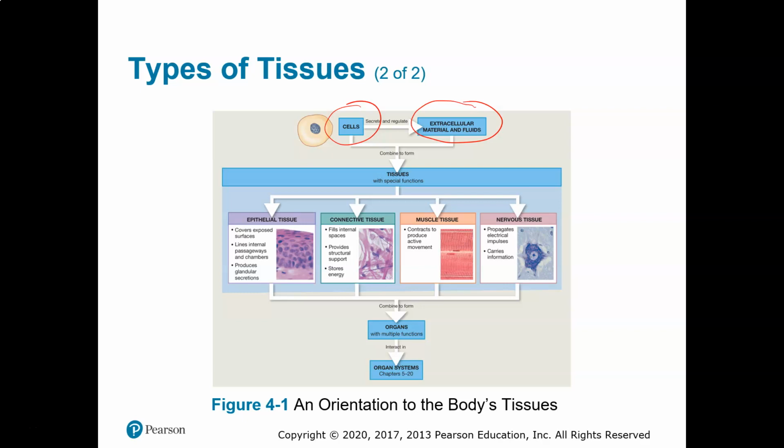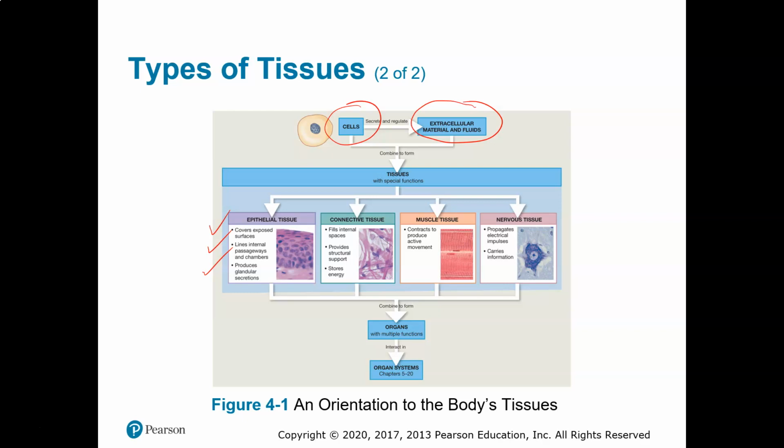The epithelial tissue primarily functions in covering exposed surfaces like skin, lining internal passageways and chambers, like lining the inside of a blood vessel, producing glandular secretions such as sweat glands, oil glands, and mammary glands. These are glandular secretions that are secreted onto the surface of your skin.